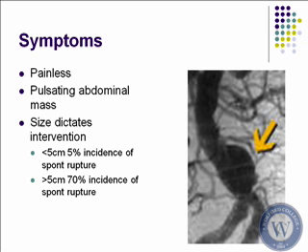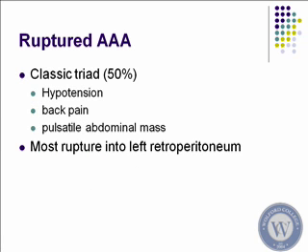But once you exceed 5 centimeters, the incidence of rupture goes up considerably, to about 70% incidence of spontaneous rupture per year. So it's pretty bad. If you have 5 centimeters, you need to have it repaired right now. If you decide, well, I'm going to play the odds and not do anything, you're most likely going to rupture within a year. 70% of people that have abdominal aortic aneurysms greater than 5 centimeters will eventually rupture.